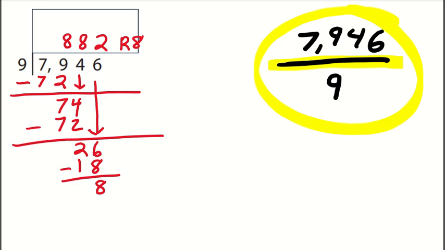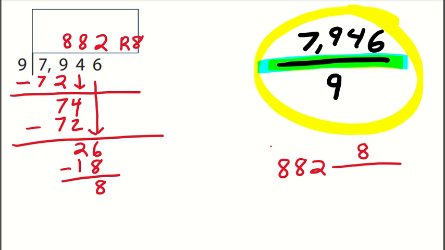Now, this is how we can use this answer to write this as a mixed number. Remember, we're asking, how many times, essentially, will 9 go into 7,946? Well, we know that it'll go 882 full times. And then we know that we're going to have 8 left over, so we put the 8 in the numerator, and then the denominator of 9 is going to stay the same. So this improper fraction can be written as 882 and 8/9.